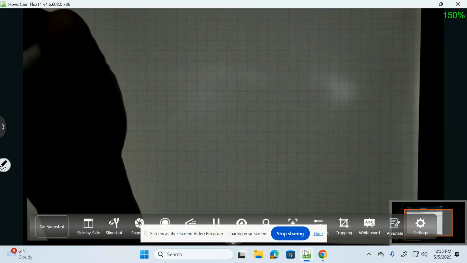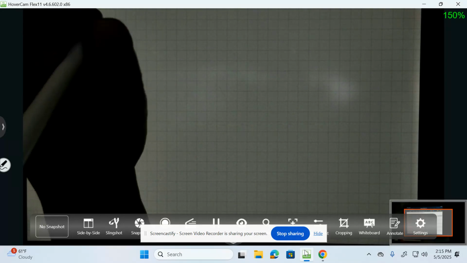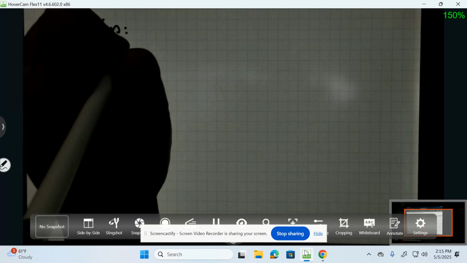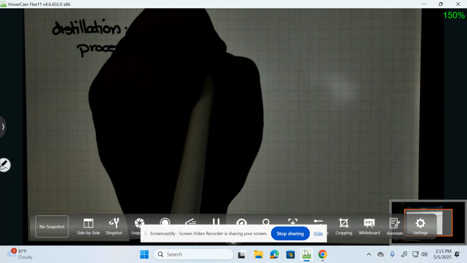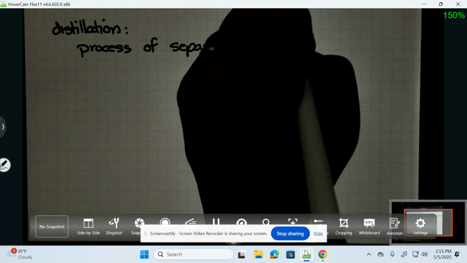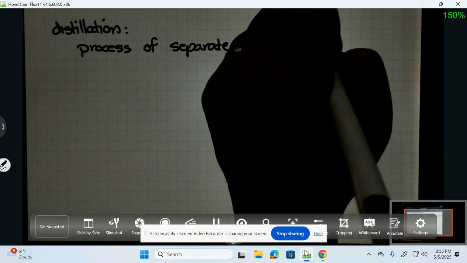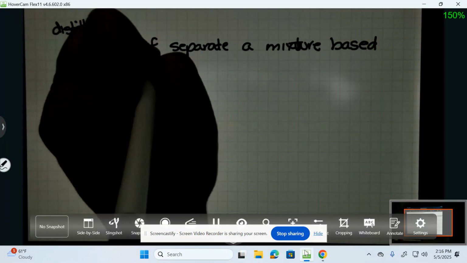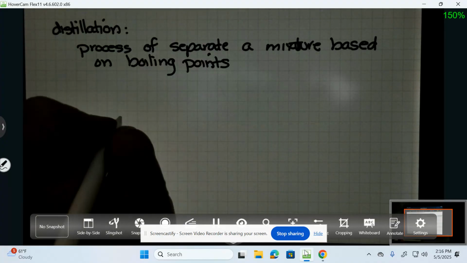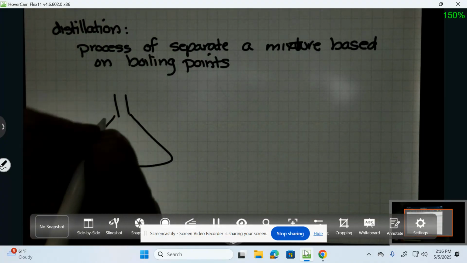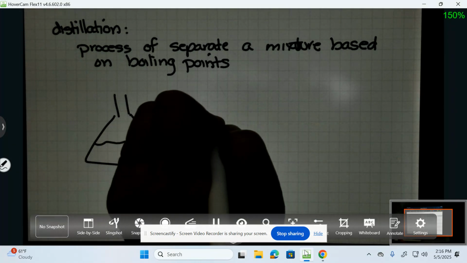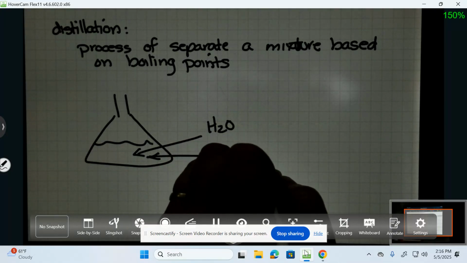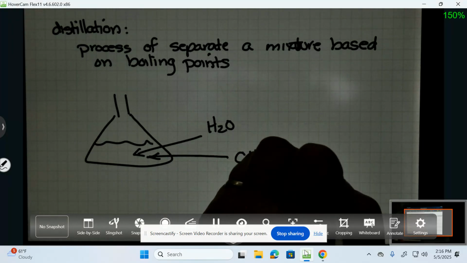All right, distillation. Distillation is the process of separating a mixture based on boiling points. So if you have a container, and in that container you've got water, and you've got this CH3CH2OH. What is that?